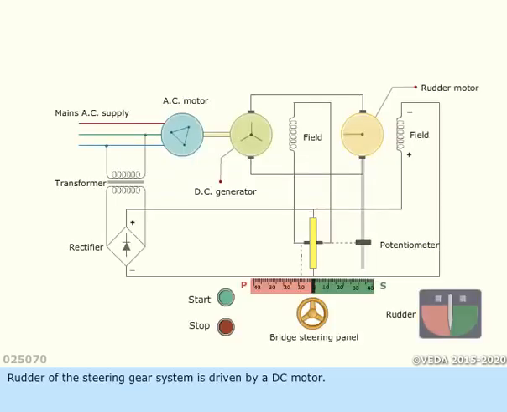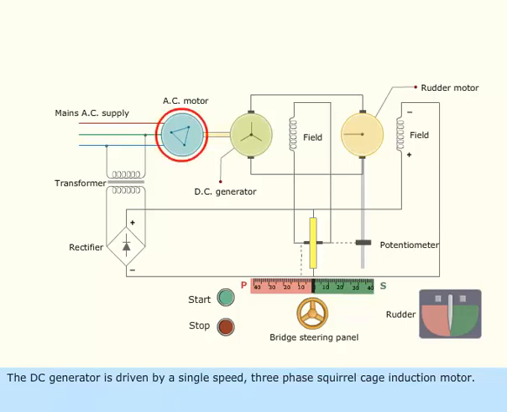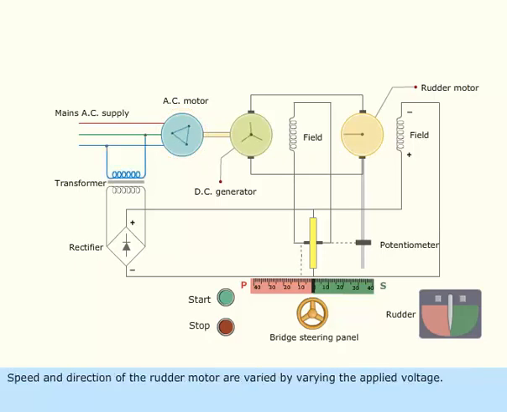The rudder of the steering gear system is driven by a DC motor. Power for the rudder motor is supplied by a DC generator with controllable output voltage. The DC generator is driven by a single-speed, three-phase squirrel cage induction motor. The speed and direction of the rudder motor are varied by varying the applied voltage.